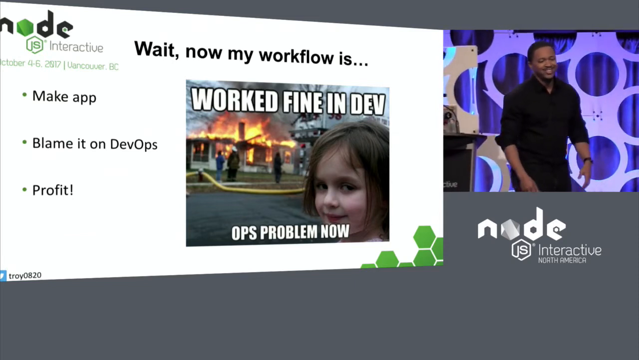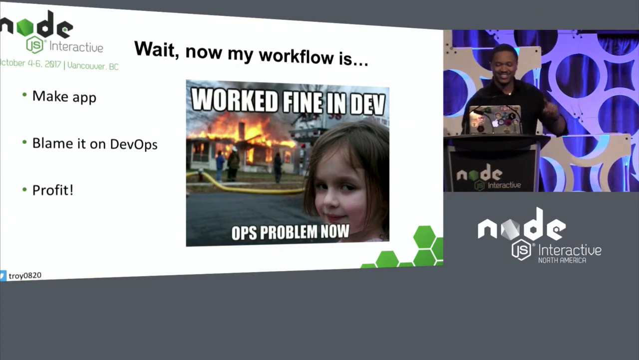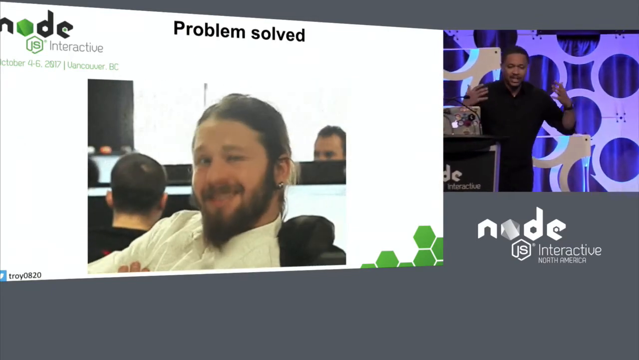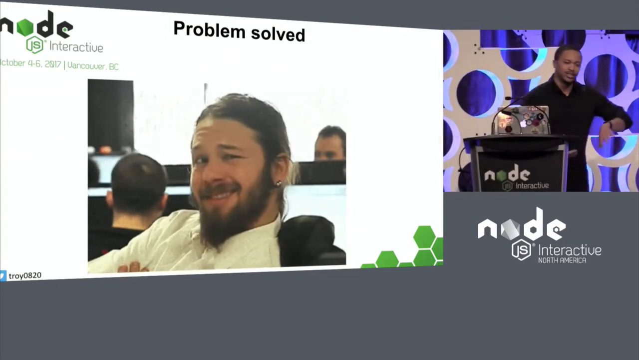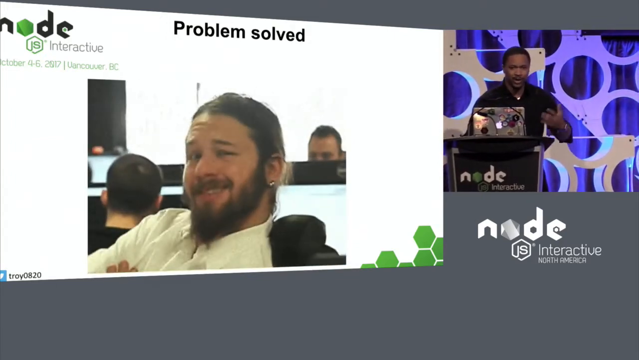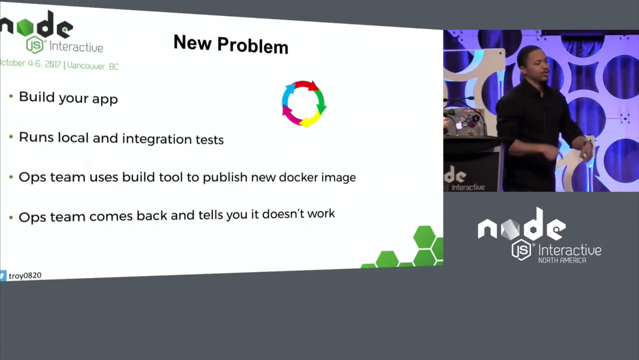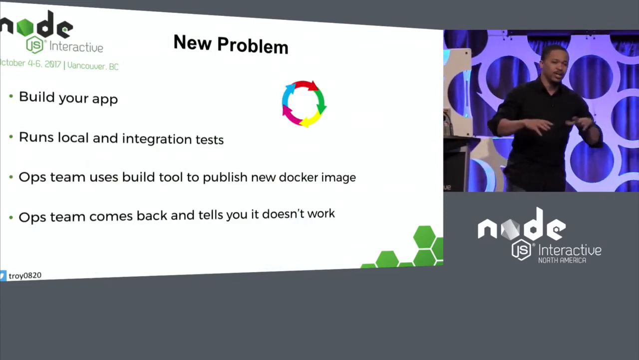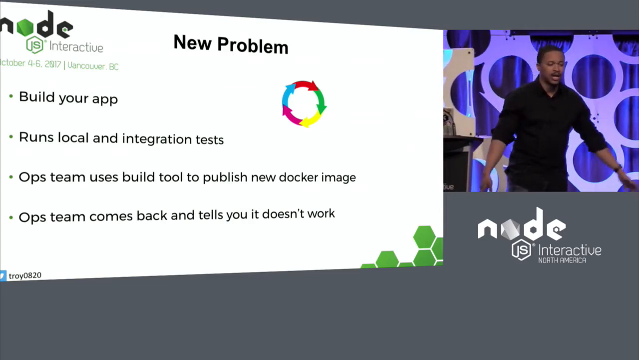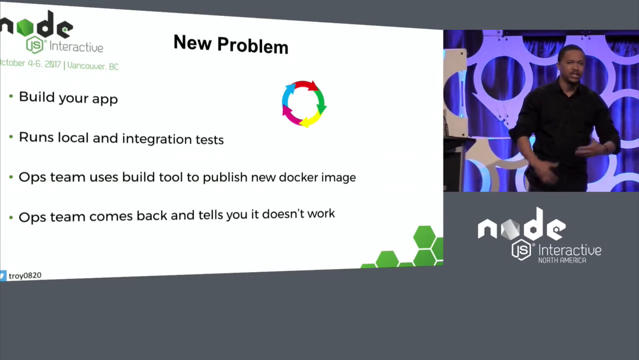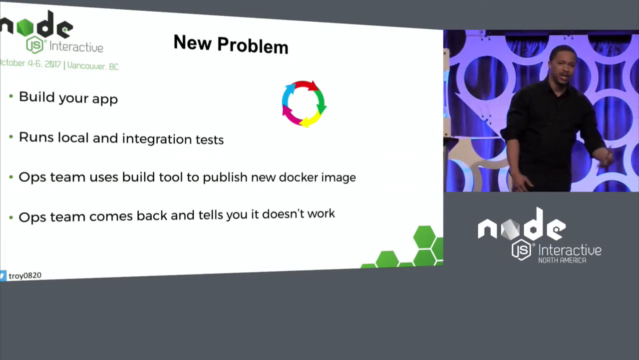I like this one because I've done that. So you assume that your problem's been solved because it's taken the stress off the developer and put it on the team that's now responsible for putting your app in the cloud, right? But now you have a new problem. You build your app, run your local integration tests, and everything's fine. Then the ops team uses a tool, maybe something like Jenkins, in their pipeline to publish a new Docker image. And then the ops team comes back and says it doesn't work.